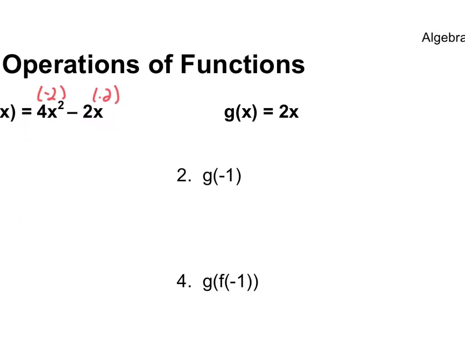Now it says g of negative 1. That means we plug negative 1 in for x in the g equation. So 2 times negative 1 equals negative 2. And then you just kind of keep on going this way.